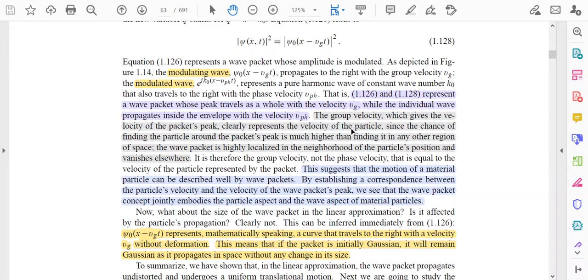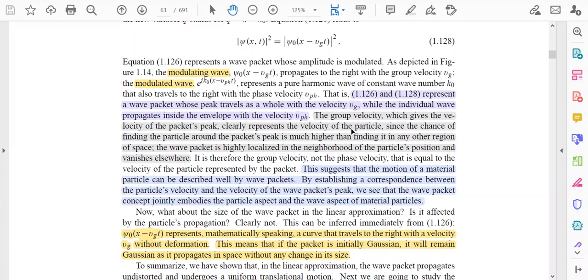So the group velocity gives the velocity of the packet's peak. What is the group velocity? Group velocity gives the velocity of the wave packet's peak, and it clearly represents the velocity of the particle, since the chance of finding the particle around the packet's peak is much higher than finding it in any other region of space. This is a very important sentence.